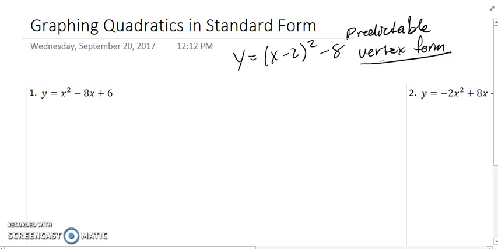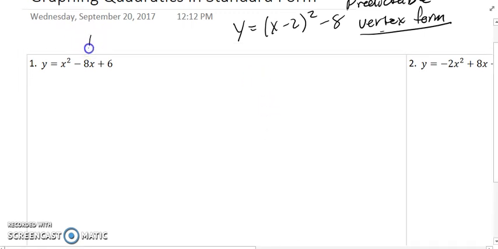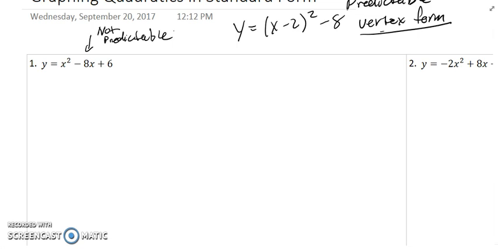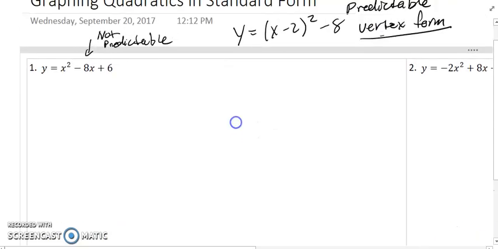And we can graph this very easily, we just use the shifts, make the U. The issue here is that this is not predictable. We can still graph it, and we can do some things, but we need to find an alternative way to graph it, and then we're going to put it in vertex form, that simple form that we're used to.